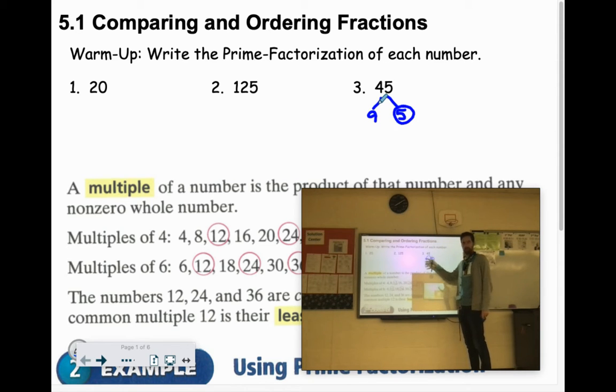5 is prime. Now we got to work on the 9. 9 is 3 times 3. And that is all prime, so we have all of our prime factors. So we write it as 3 to the second power times 5.